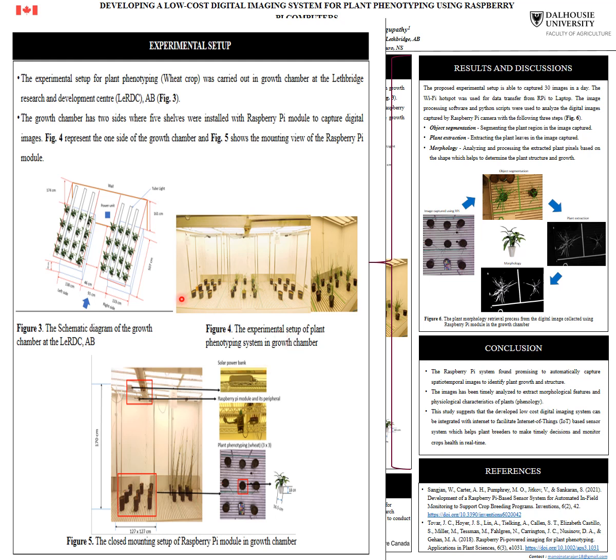The experimental setup for plant phenotyping of wheat crops was carried out in the growth chamber at Agriculture and Agri-Food Canada Lethbridge Research Centre, Alberta. The growth chamber has two sides, where cells were installed with 5 Raspberry Pi modules to capture the digital images. Figure 4 represents one side of the growth chamber and figure 5 shows the mounting view of the Raspberry Pi module. The Raspberry Pi and its peripheral device, the solar power panel, were tied with Velcro and zip ties on the cells.